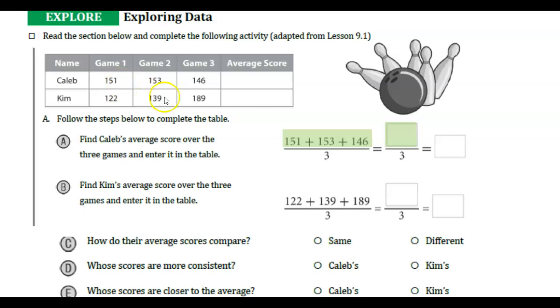So what I have students do is I use highlighting to focus where we're looking on their packet. I'll say, okay, we're going to be focusing on this. Go ahead and add those together. We're going to be finding the average for this particular person's score, Caleb. And I give them some wait time. They work that out. And then I ask them, let's go ahead and divide that out. And then I show them the answer there.